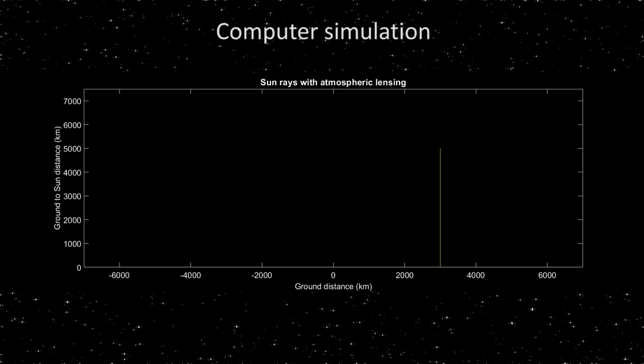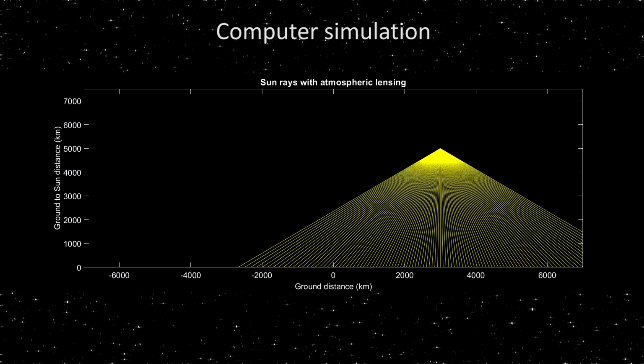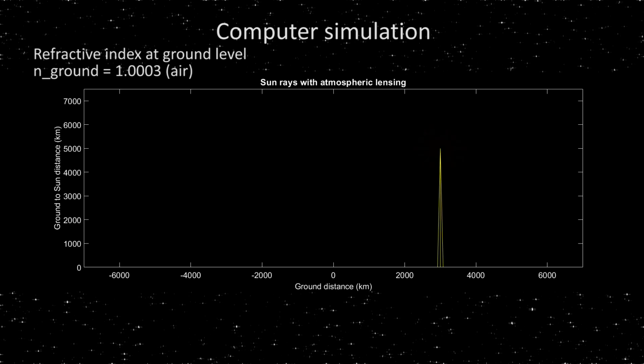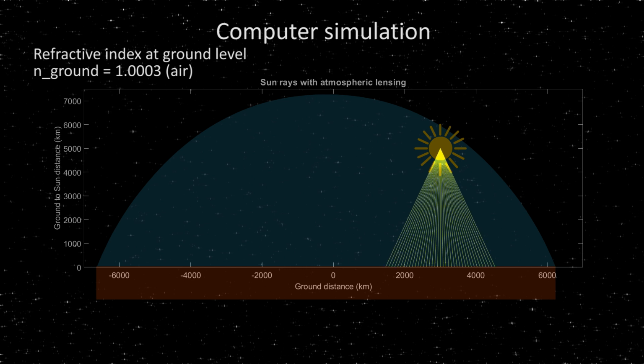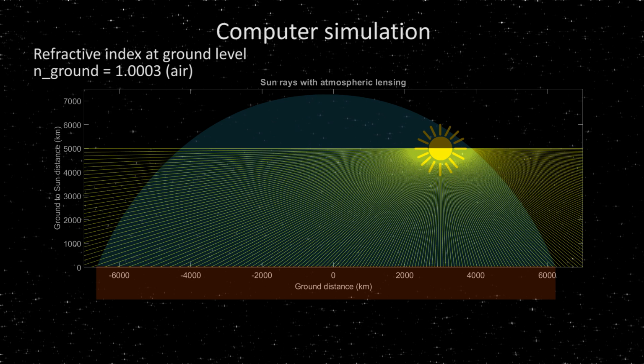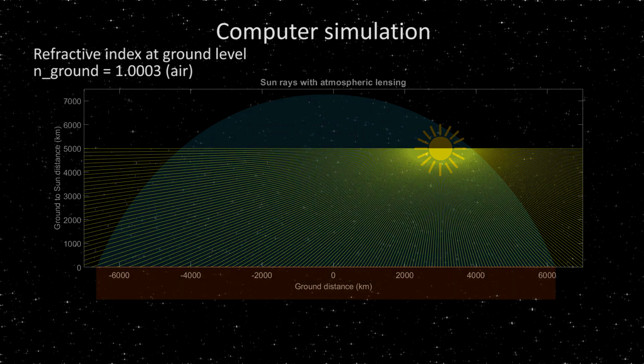For a quantitative analysis, I've written a computer code that takes a refractive index gradient from the sun to the ground and plots the bending induced due to refraction. This is how the sunlight is simulated if there was no air. If we now consider the atmosphere with a value for n ground equals 1.0003, this is what we see. You might say there is no bending at all. Well, that's because the variation in the refractive index is minute.